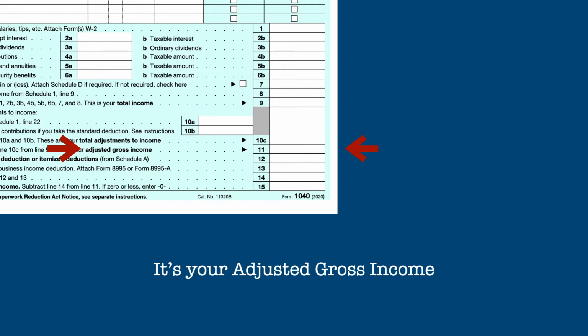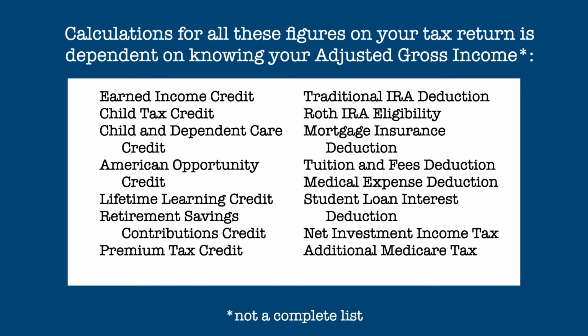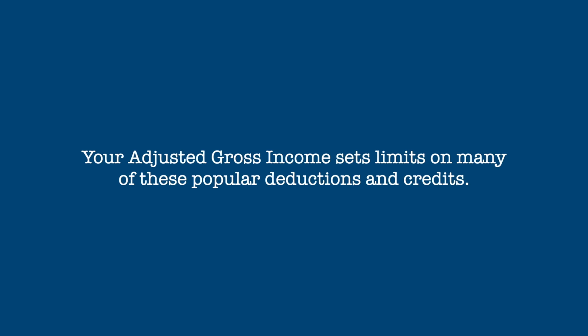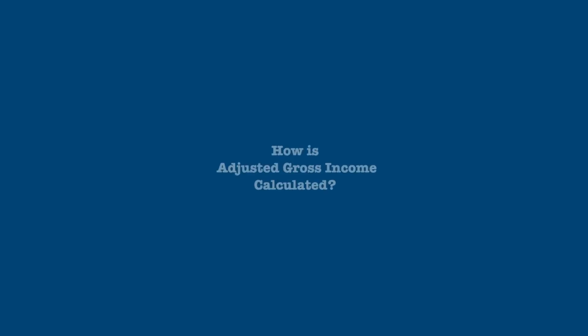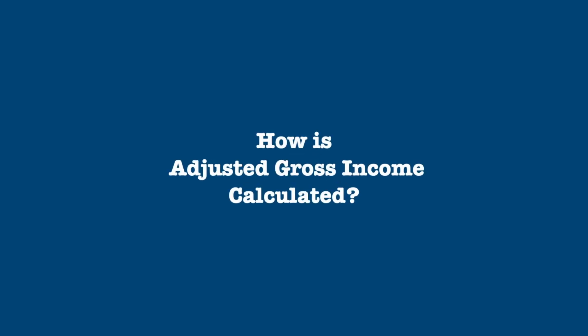Since I refer to adjusted gross income frequently throughout these videos, I felt it was time to define this important number and tell you how it's calculated. Don't think it's important? Here is a listing of tax advantages that are dependent on knowing your adjusted gross income or some modification of it. I'll give you a minute to look it over. In most of these cases, your adjusted gross income sets upper limits on tax credits and deductions. So that being said, how do you calculate your adjusted gross income?